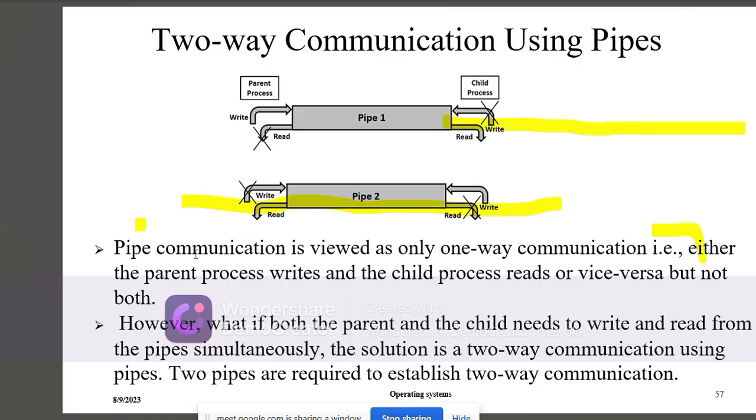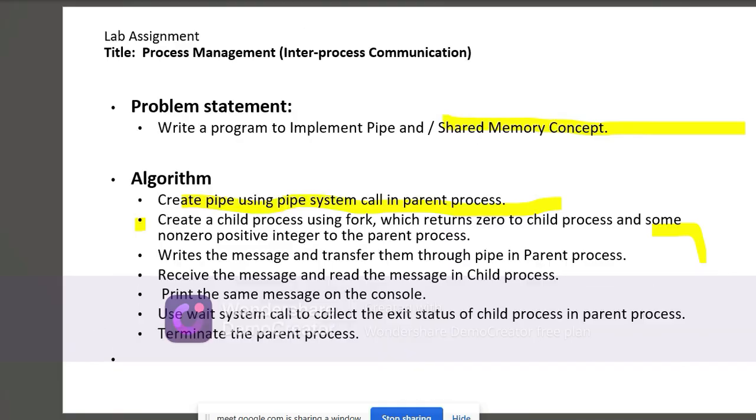Pipe communication is viewed as only one-way communication. That is, either the parent process writes and the child process reads, or vice versa, but not both at a time. However, what if both parent and child need to write and read from the pipe simultaneously? The solution is two-way communication using two pipes. Two pipes are required to establish two-way communication.